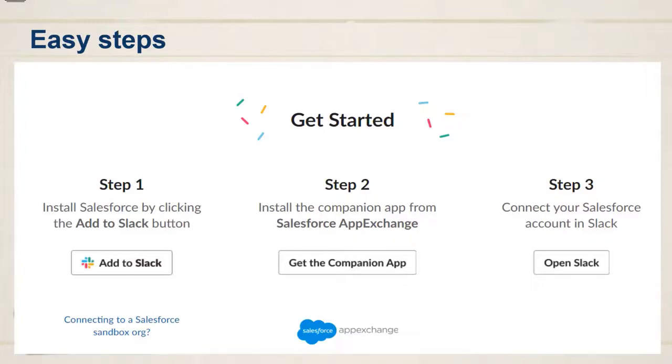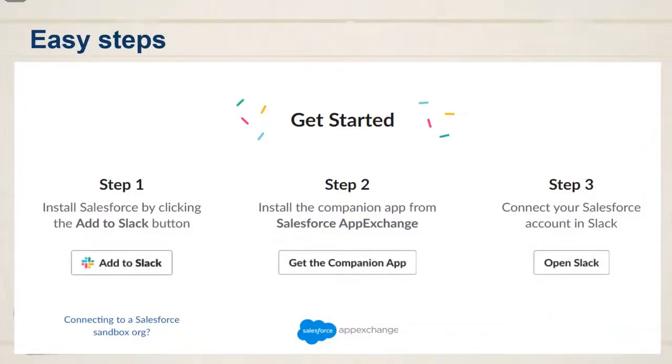We can do the integration, right? The same snapshot here. First of all, we need the Slack directory. We have to install it in our Slack, and then the companion app, which is the AppExchange product, we have to install it in our Salesforce app. And the third step, we have to connect both.